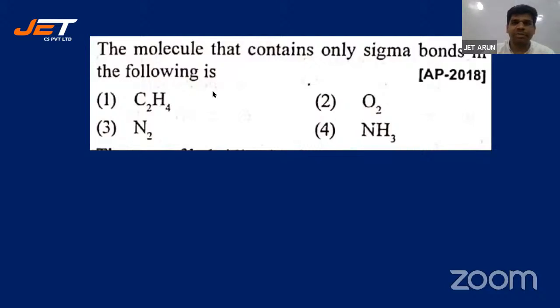The molecule that contains only sigma bonds is the following. Which of these contains only sigma bonds? The molecules, only sigma bonds are there. C2H4, O2, N2, NH3. Does C2H4 also have pi bonds? That is, which of these also have pi bonds? He is saying only sigma bonds.